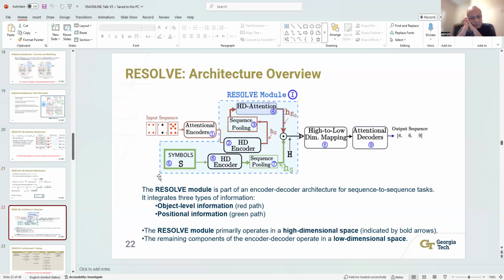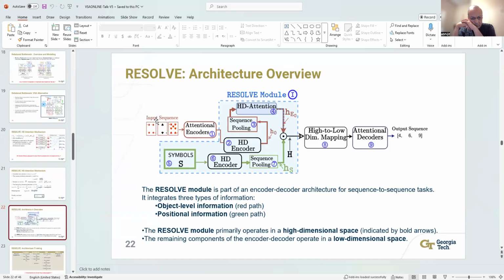Here we present a high-level architecture overview of the ReSolve used for the sequence-to-sequence task. In red, we have the path of the object-level feature. In green, we have the path of the positional information, and in blue, we have the relational information.